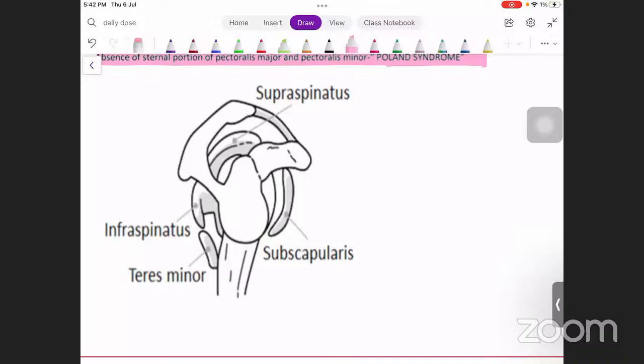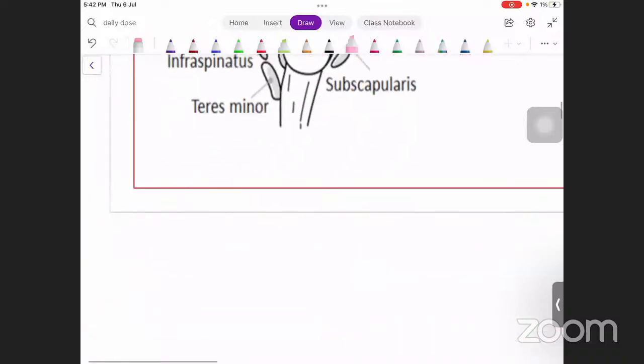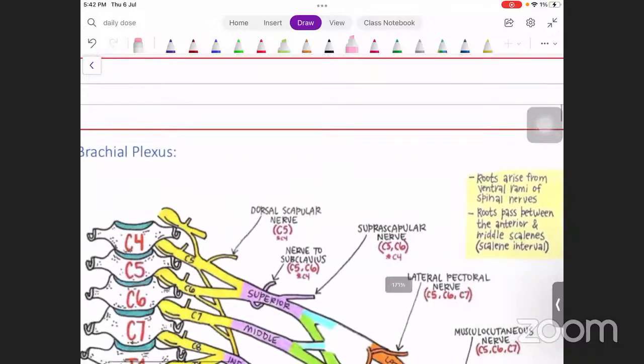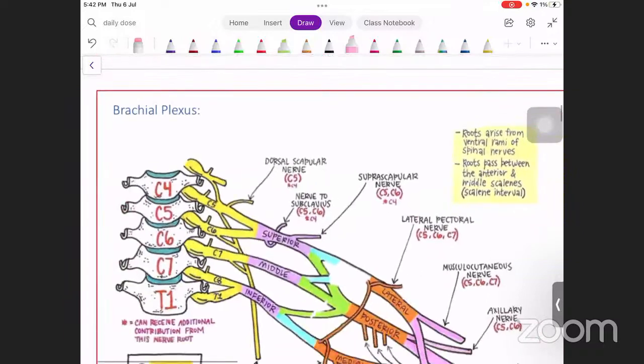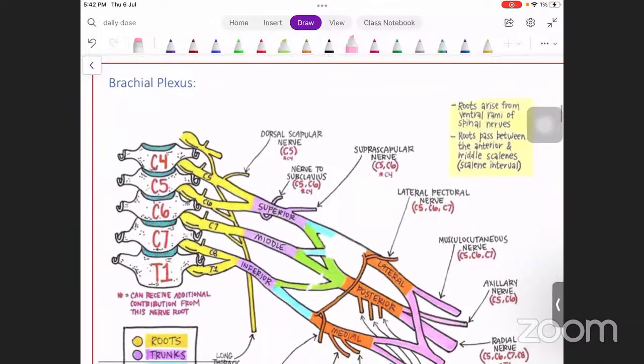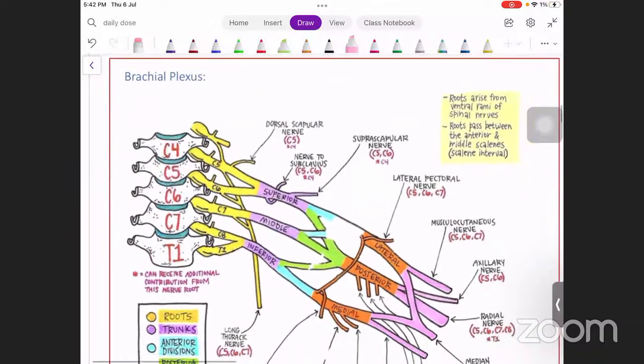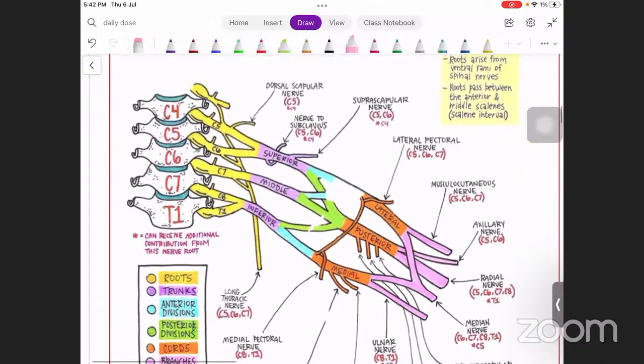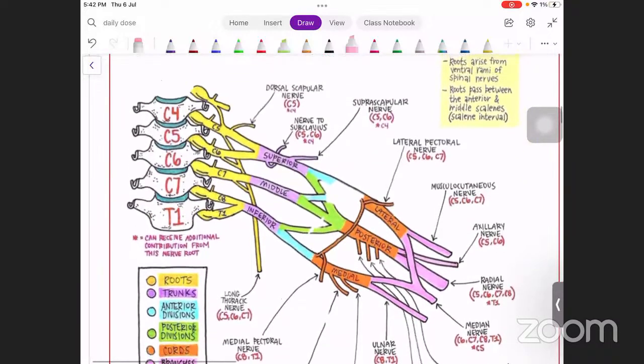Now we are going to talk about the very, very important portion of your upper limb. Shall we move on, people? The important portion of your upper limb is your brachial plexus. So what is the brachial plexus? Here we have the image of your brachial plexus.